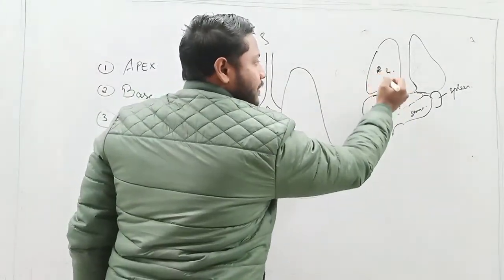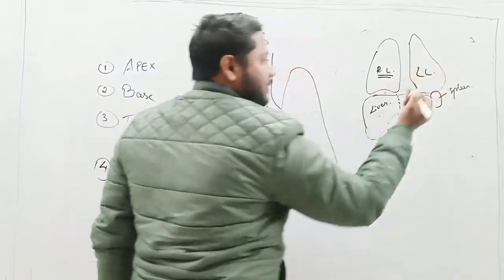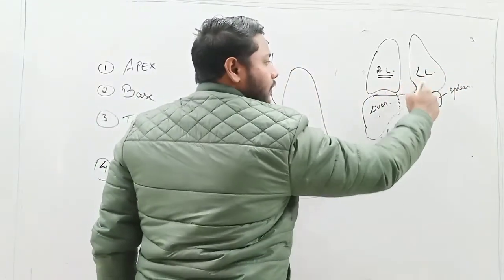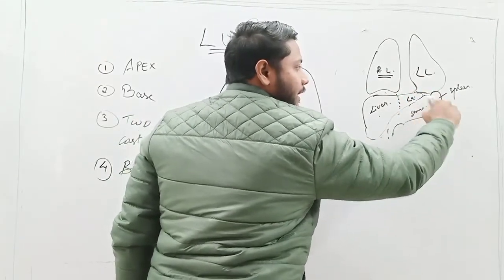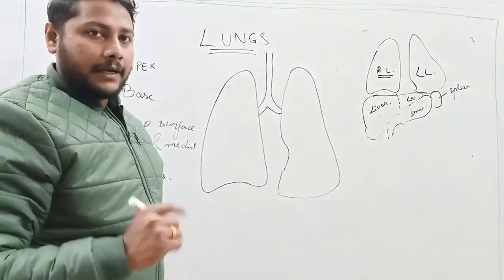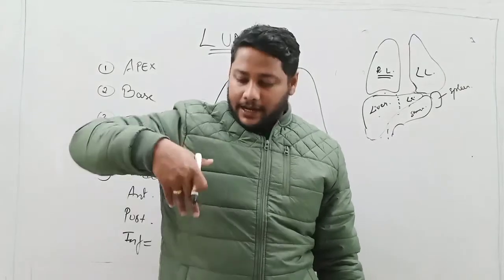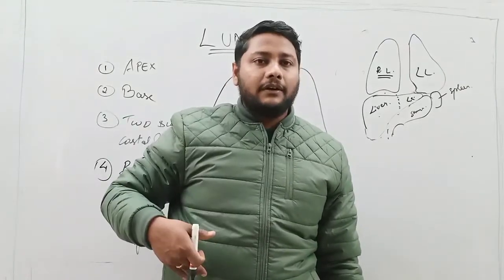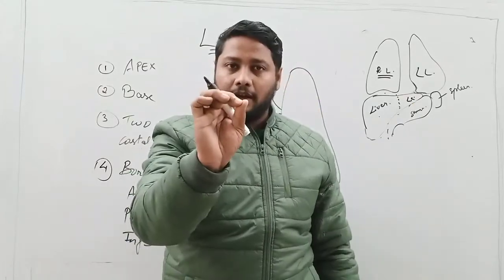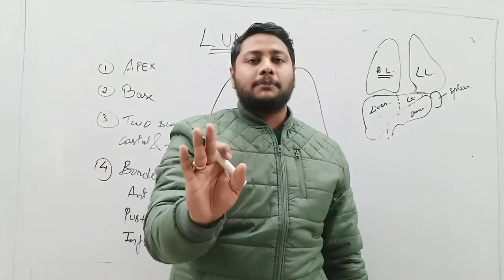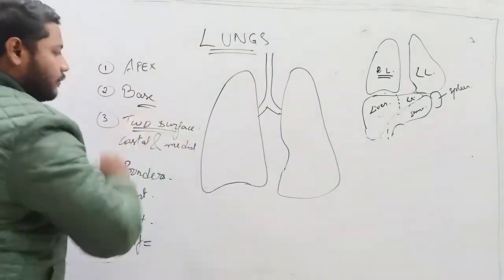So the base of the right lung separates the right lung from the right lobe of the liver, and the base of the left lung separates the left lung from the left lobe of the liver, the fundus of the stomach and the spleen. Clear? Okay. Next, we have the surface.